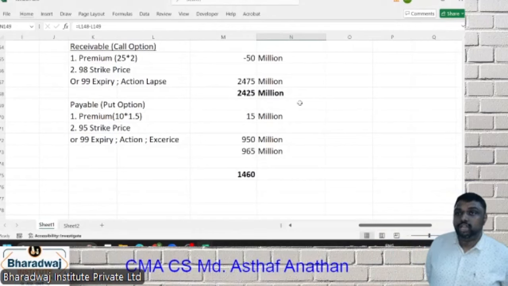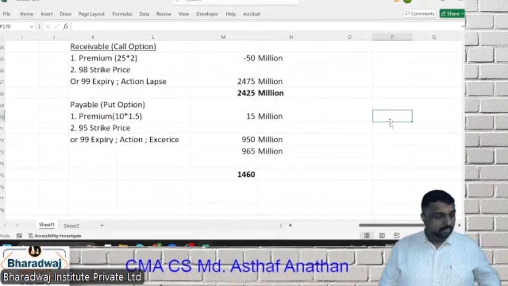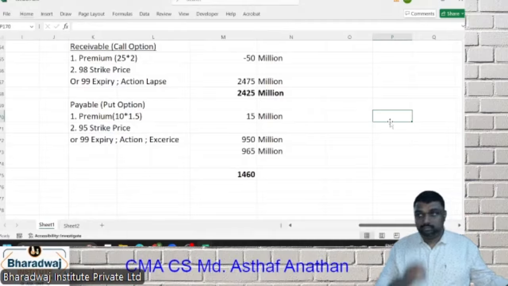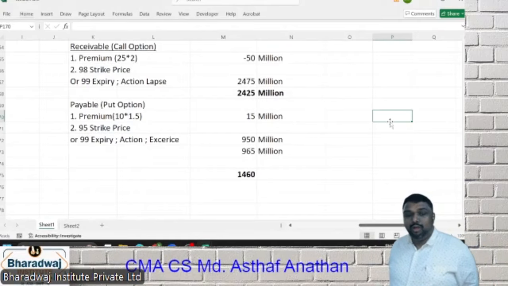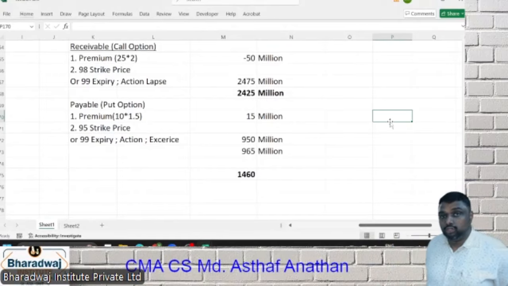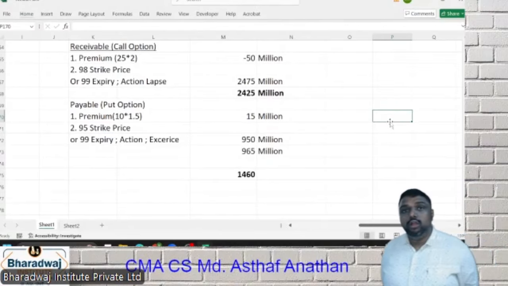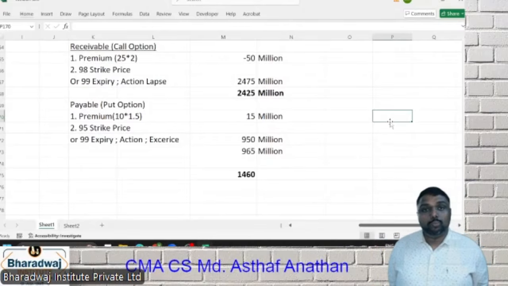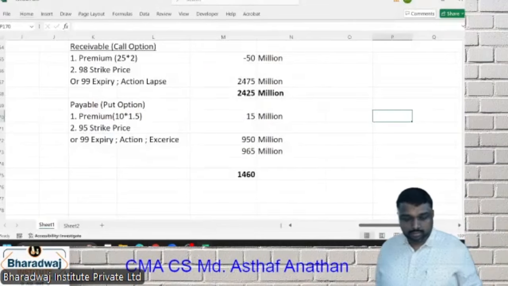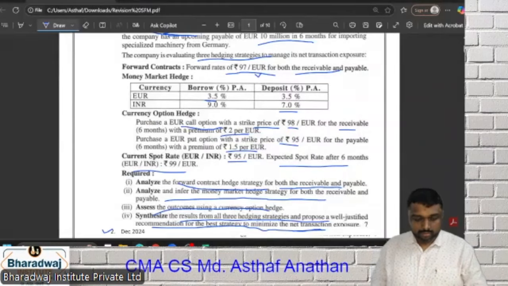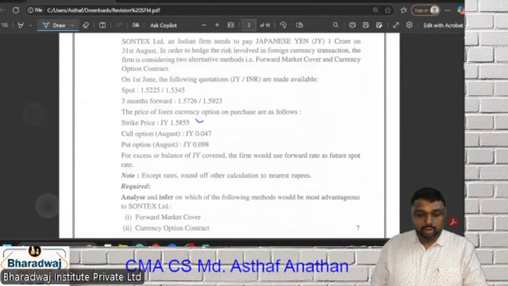So with your permission, we can proceed to the next question. We have discussed close to 3 to 4 questions on hedging because of its importance. So I believe you can now easily solve the majority of questions. So I request you to practice the next question. You can just start question number 3.